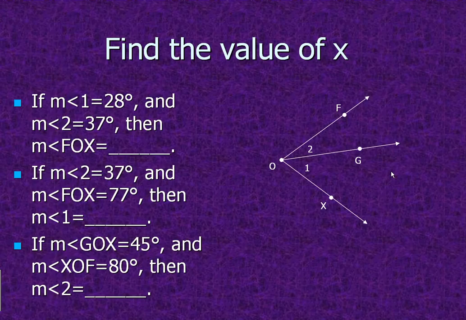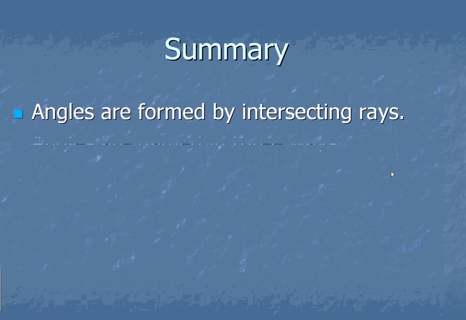All right. And here's some examples. Measure of angle 1 is 28, angle 2 is 37. What's FOX? You add them together, 65. Angle 2 is 37 and FOX is 77. Then angle 1 must be 40, because 77 is equal to 37 plus 40. And if I'm given GOX is 45 and XOF is 80, what must angle 2 be? You probably guessed 35.